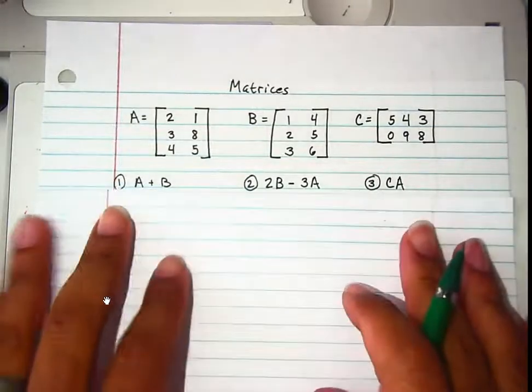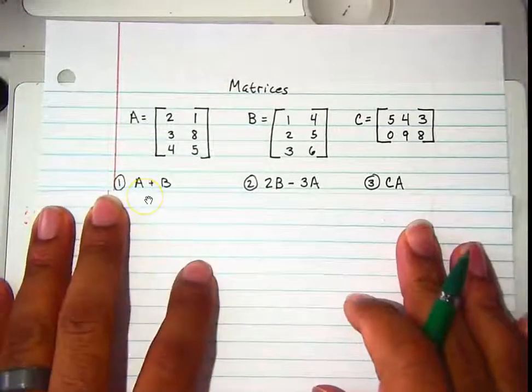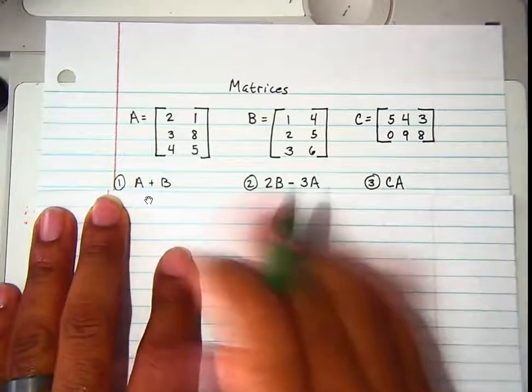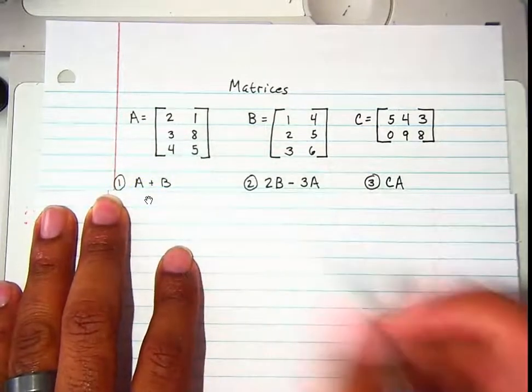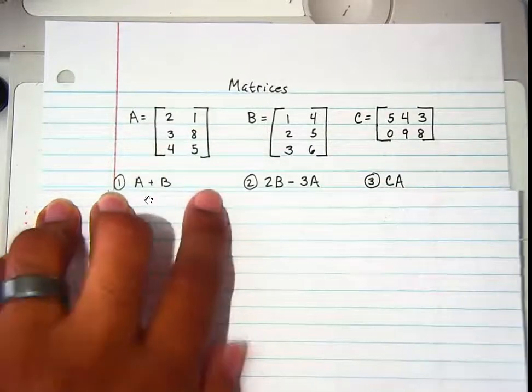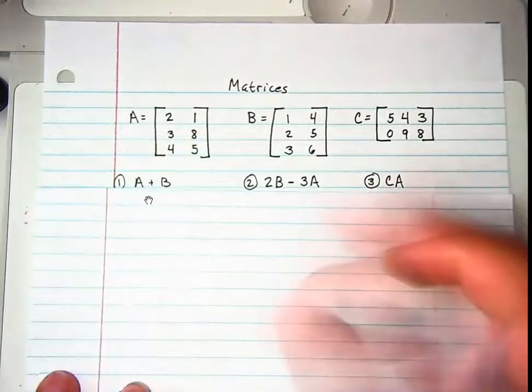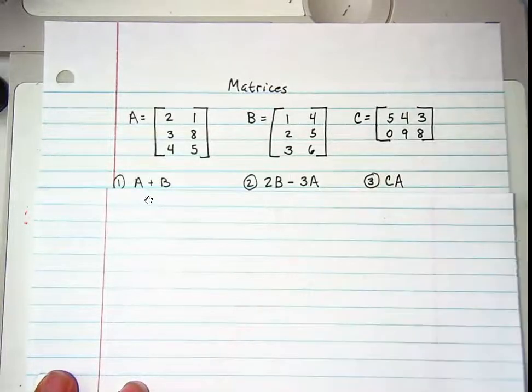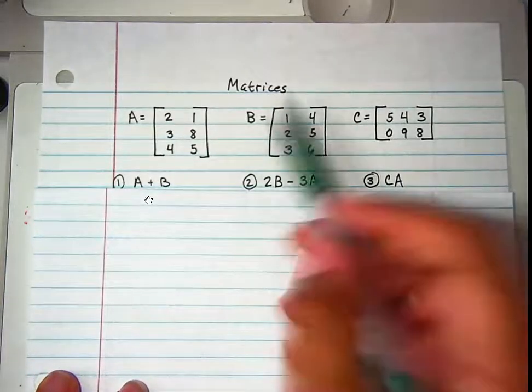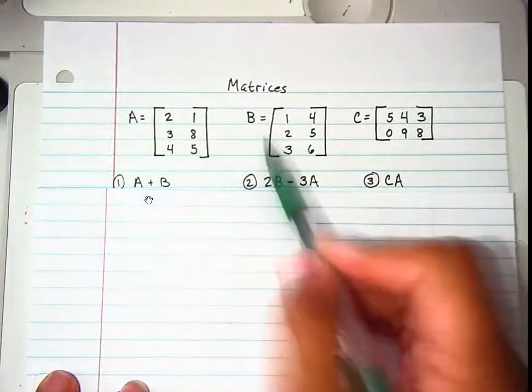All right, so here we're talking about matrices. Remember, matrices have rows and columns. So RC Cola: rows and columns must match up in order to be able to do stuff. So again, when it comes to A and B, if we're adding or subtracting, these have to be the exact same dimensions.